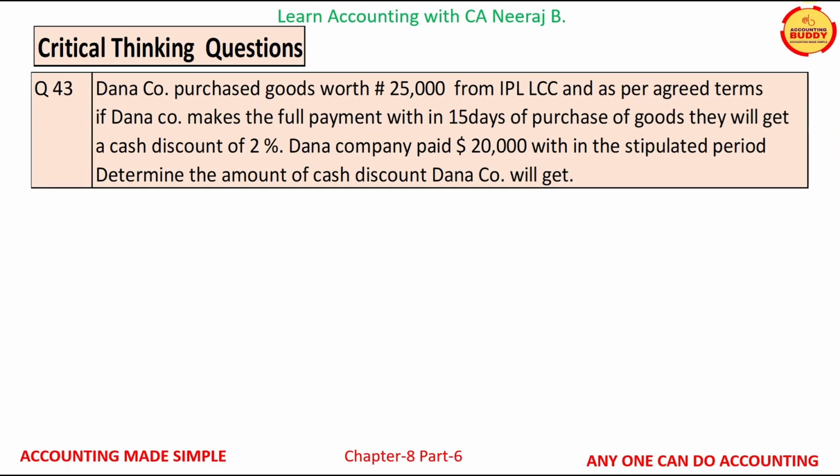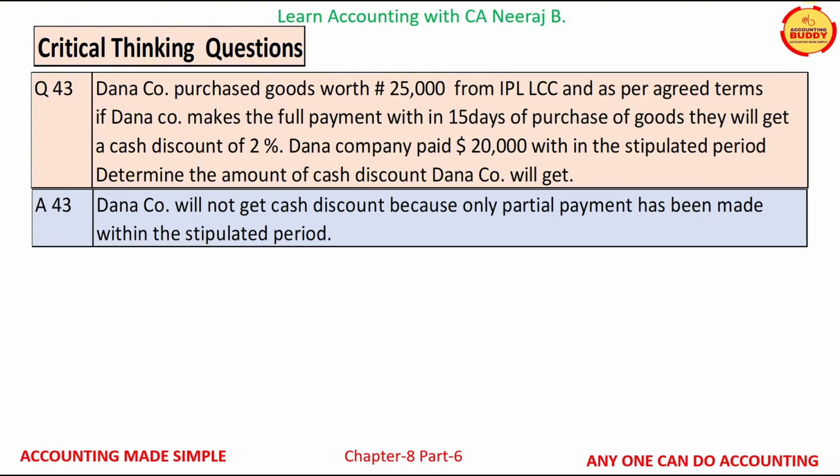Question number 43 is Dana Company purchased goods worth $25,000 from IPL LLC, and as per agreed terms, if Dana Company makes the full payment within 15 days of purchase of goods, they will get a cash discount of 2%. Dana Company paid $20,000 within the stipulated period. Determine the amount of cash discount Dana Company will get. The answer is Dana Company will not get any cash discount because only partial payment has been made within the stipulated period.